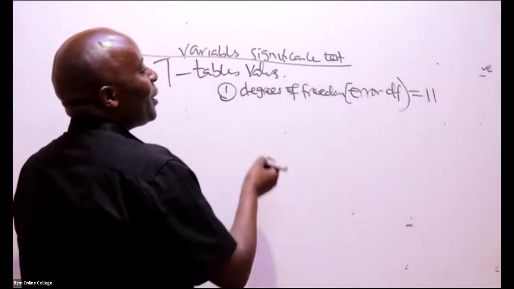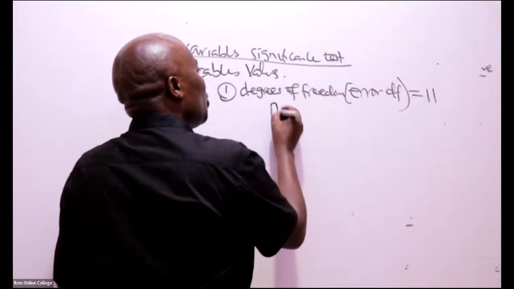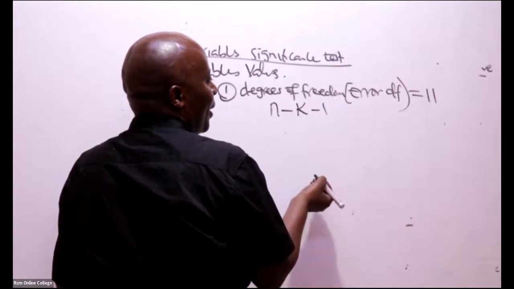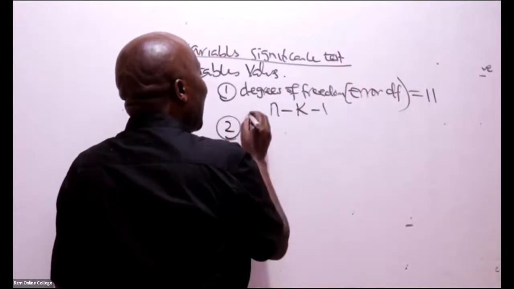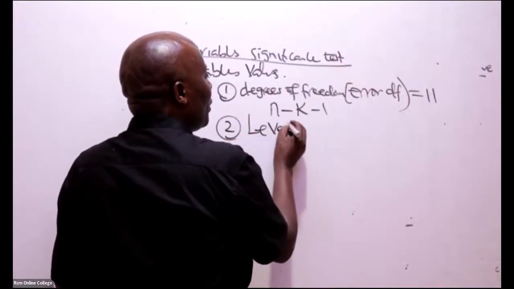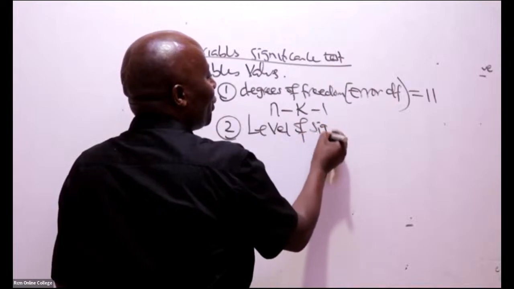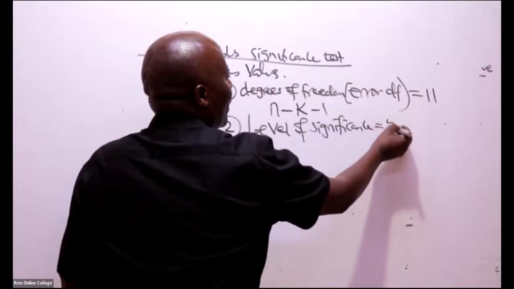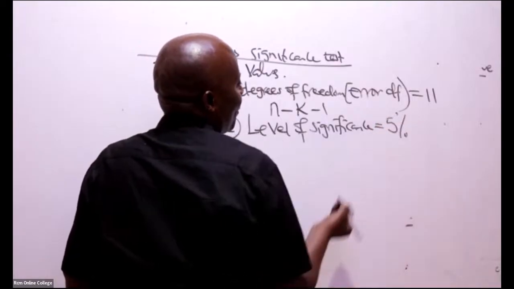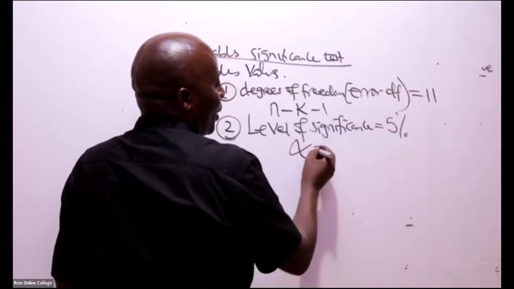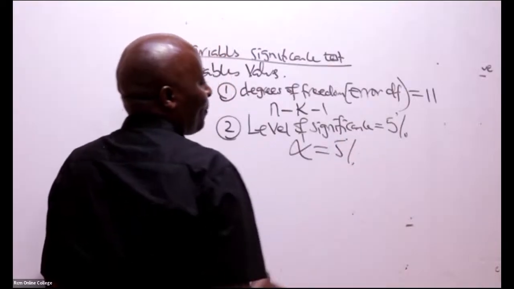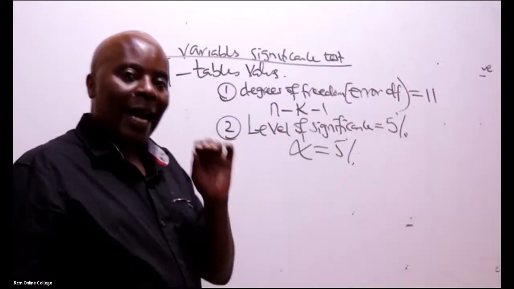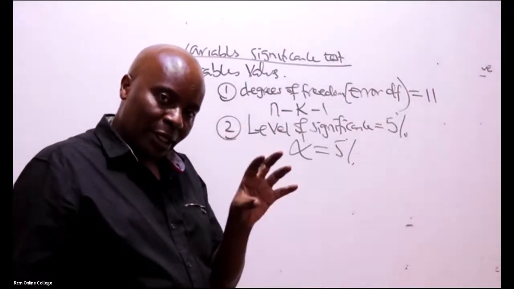Remember, the error degrees of freedom are the ones we got by taking n minus k minus 1, which is 11. And number two, I need the level of significance, which in this case is 5%. Those are the two items that I need to be able to read the T tables value.